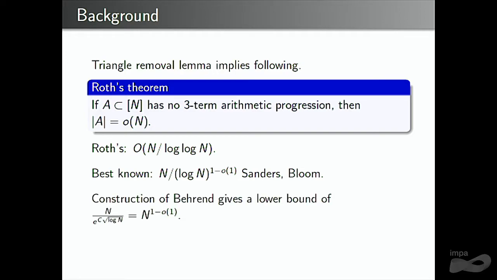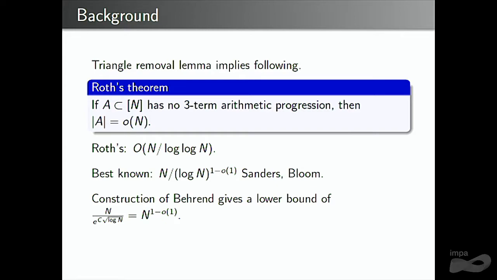From the other direction, a construction of Behrend gives a lower bound of the form n over e to the c root log n. So it's a huge gap. This shows that it's not n to the 1 minus epsilon for any epsilon, but it's not much bigger than that.